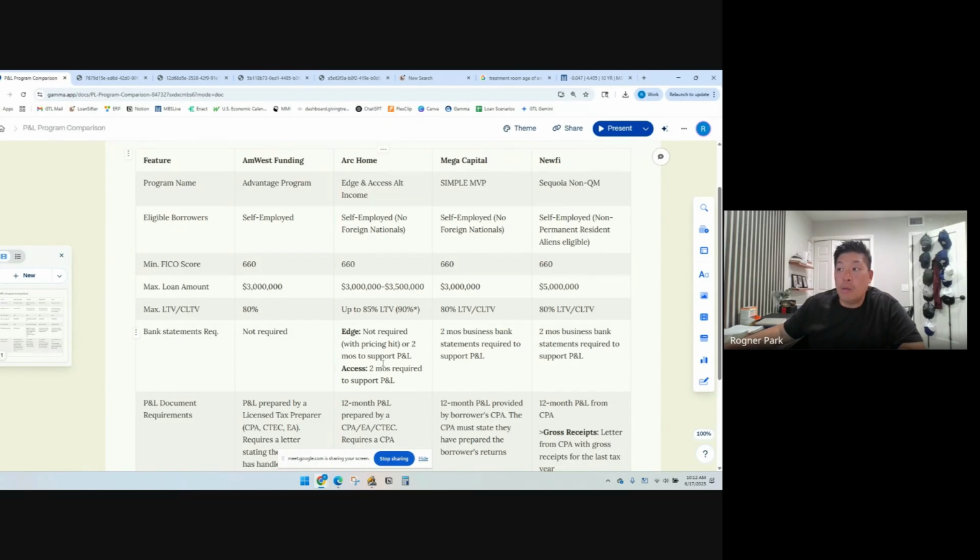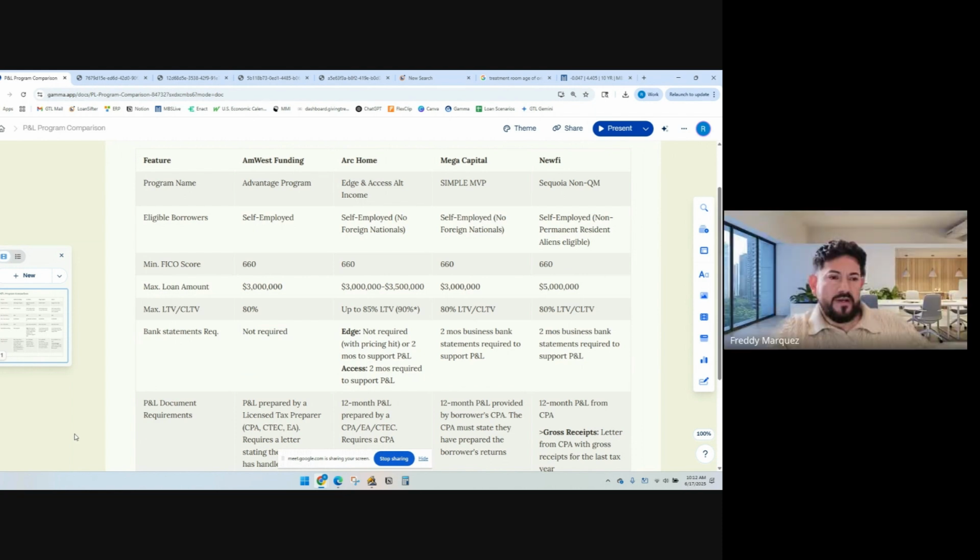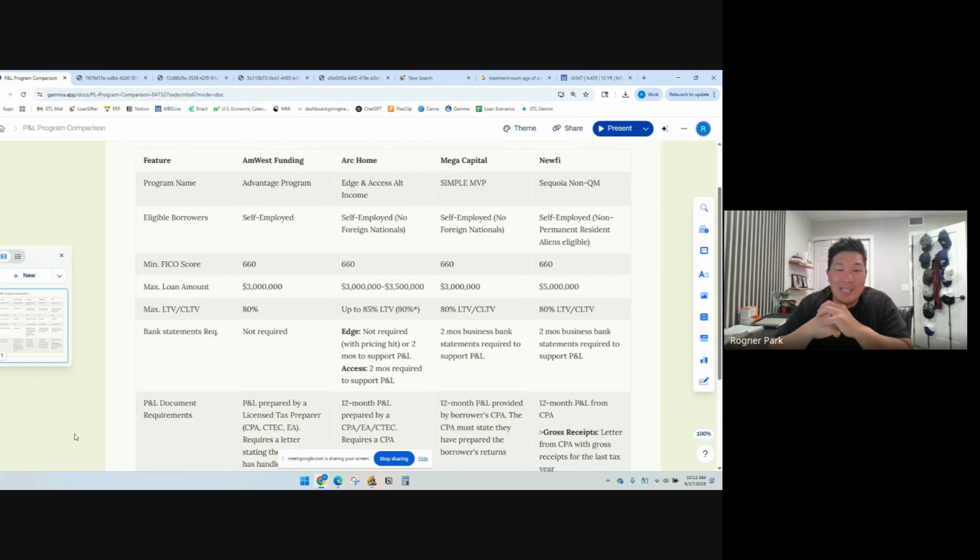Okay. But you'll notice here, AmWest and ARC do not. Okay. So how much higher is the pricing if you don't provide bank statements? It's actually not that much higher. I'll show you the pricing shortly.